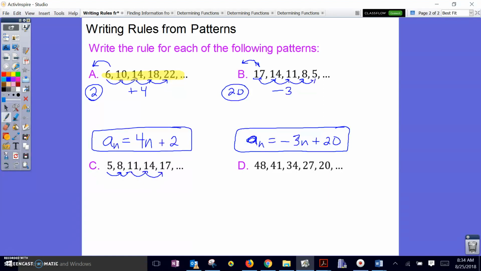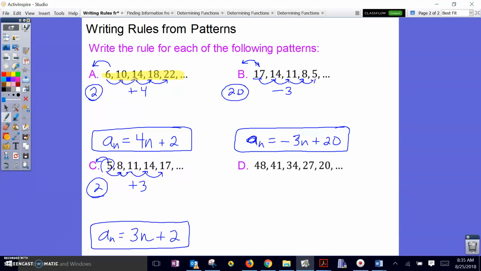What is the common difference? We're adding 3. So our common difference is positive 3. What would be the 0th term? So we take 3 away from the first term, which is 5. And that 0th term would be 2. And so we're going to add 2 on. And there's our rule for that pattern. And you see, after you do a few of these, it really becomes second nature and pretty easy to write these linear rules for these patterns.